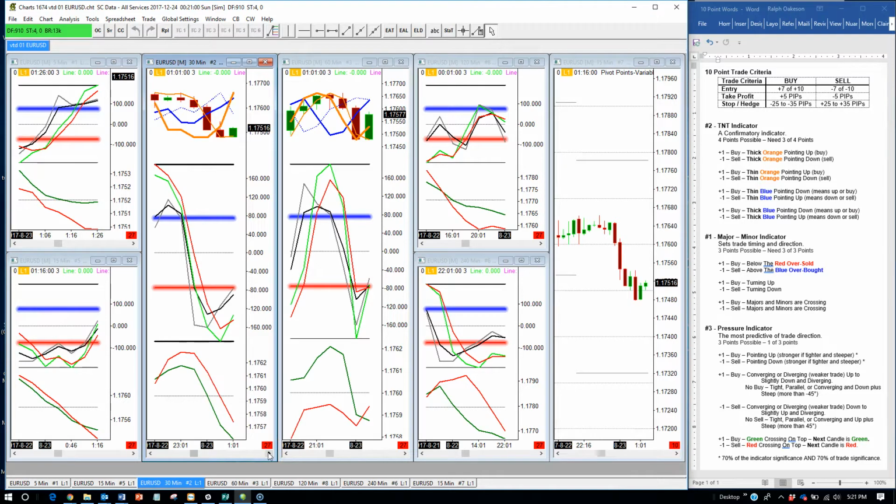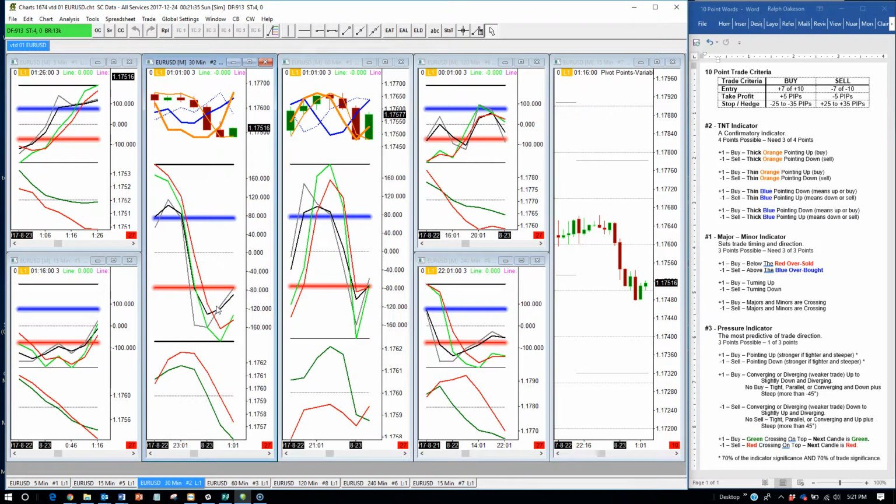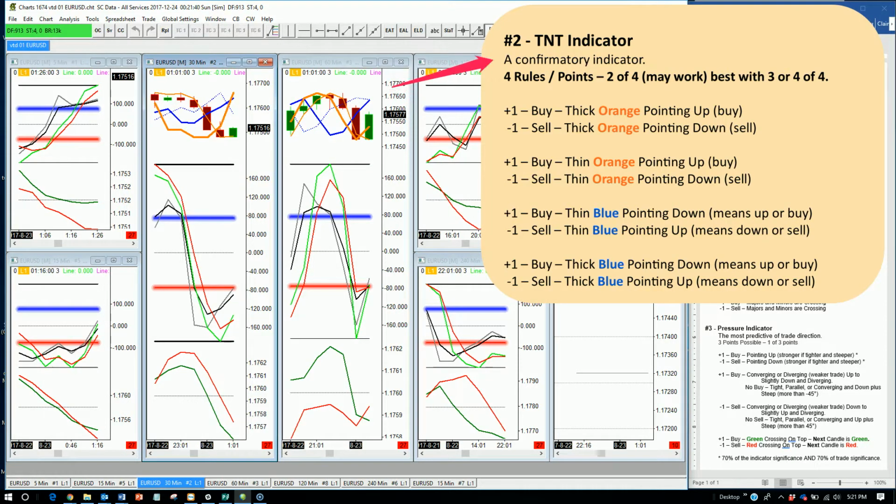So now what do we have? Okay, now we have the 30-minute majors and minors down below the oversold. Let's take a look at that. Step number 1 is the majors and minors. We're in the oversold. That means we're going to be doing a buy. So let's check out the next buy signal. It's turning up. Is it? Yes, it is. And the next buy criteria, the majors and minors, are they crossing? Yes, there's a cross here and a cross here. Okay, that looks good. Now let's confirm it with the TNT, step 2, the confirmatory indicator.